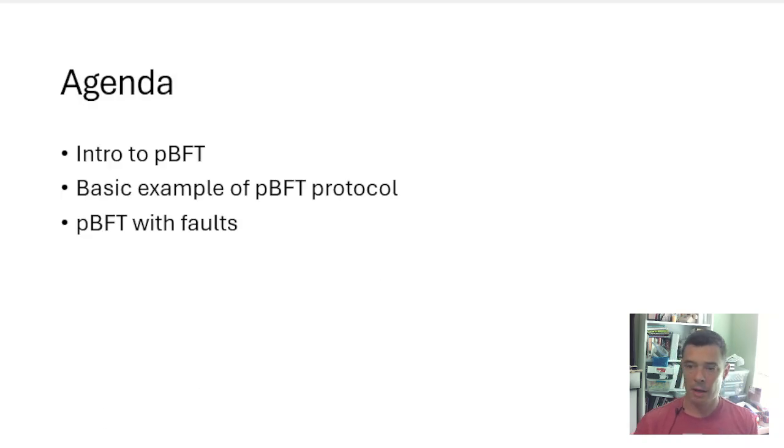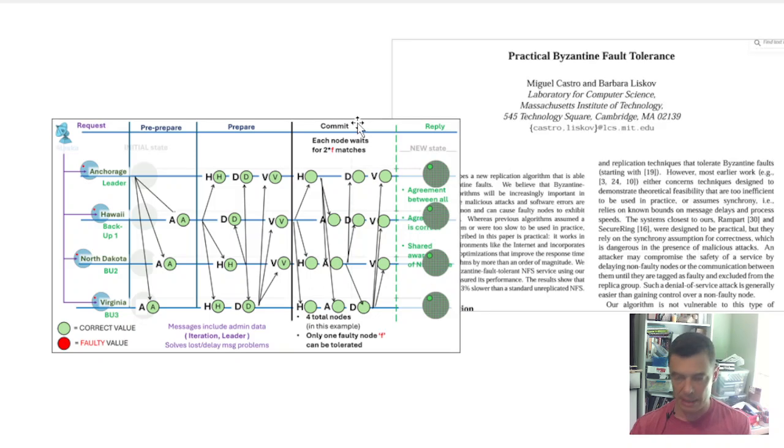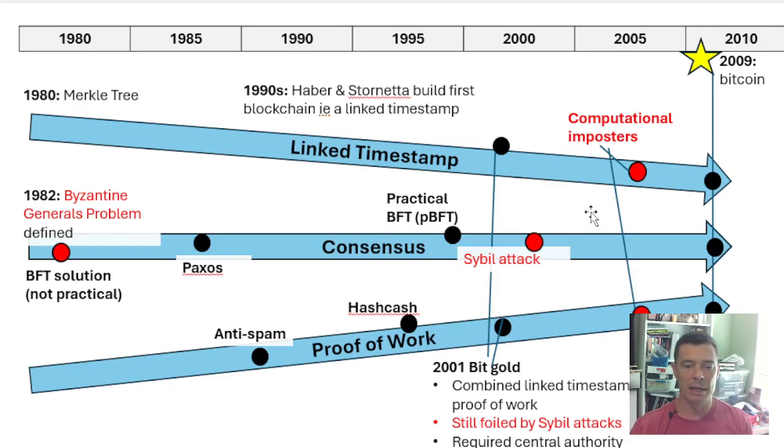Okay, so we're gonna show the practical BFT protocol today, both the basic or baseline execution of it, and then we're gonna look at what it looks like when the protocol runs into the faults that it addresses. PBFT was invented in the 1990s. The white paper was published in 1999, and in terms of historical context, PBFT is here. It's building off of this problem, the Byzantine generals problem.